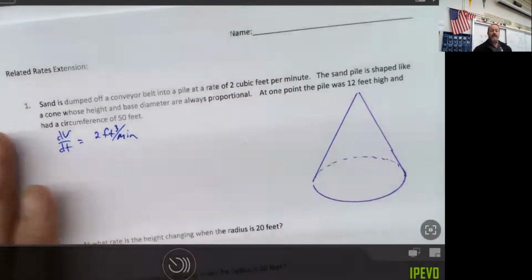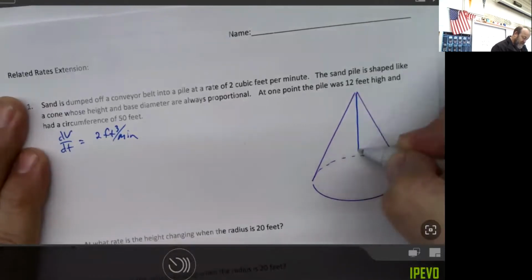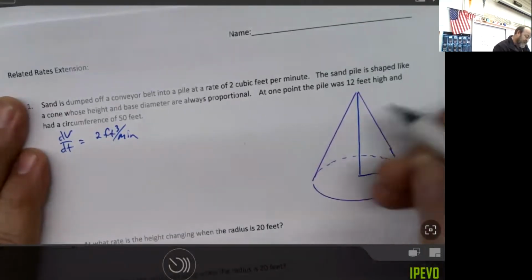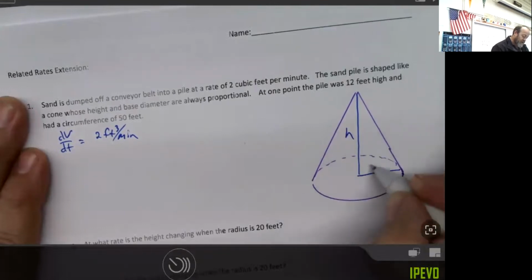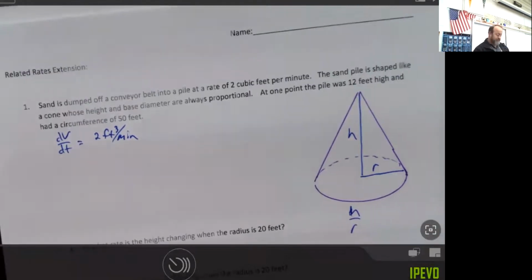So clearly this sand pile is growing. The sand pile is shaped like a simple cone. The base and the diameter are always proportional, which means if I double the diameter, I would also double the height. Or if I cut the base in half, I cut the height in half. Or if I grew by 30%, it's 30%. It's perfectly proportional. They go together. So that's very, very important. So as I put that in, they're telling me that whatever H is and whatever R is, H over R is always exactly some constant value.